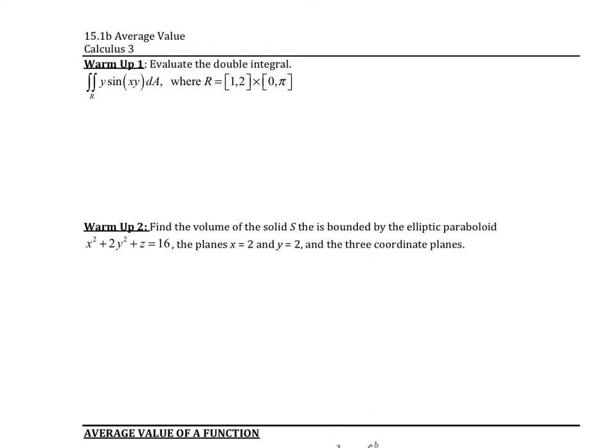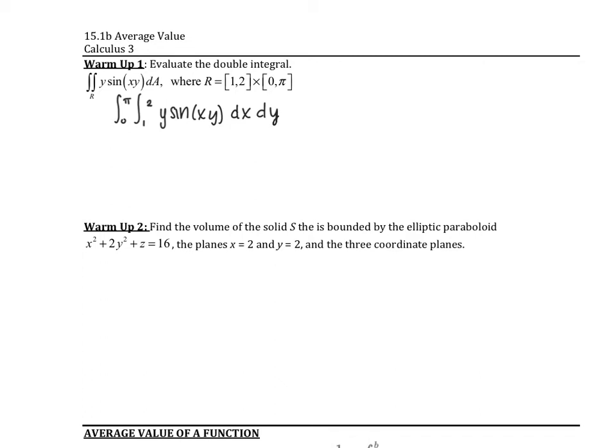All right, for this first integral, the double integral of y sine xy over the region from 1 to 2 and 0 to pi, the way I chose to set this one up, and I'll explain why, is I set up the integral from 0 to pi, and then from 1 to 2 of y sine xy dx dy. Okay, so let's look at this integration. We're going to work from the inside out.